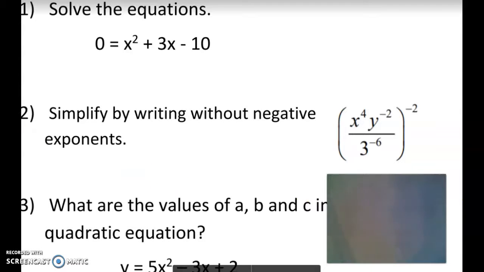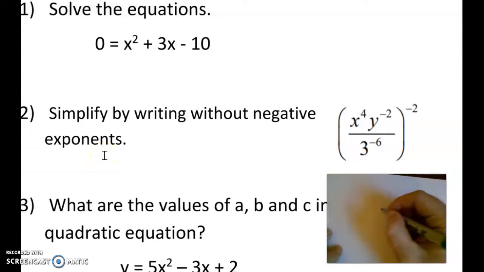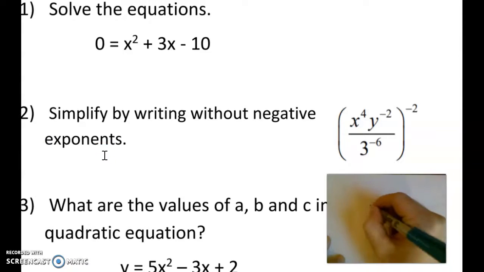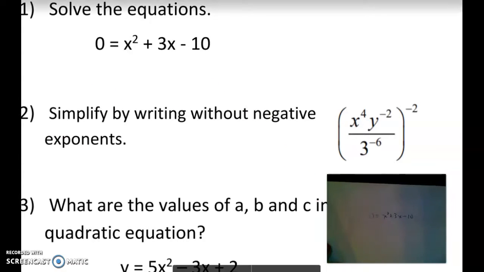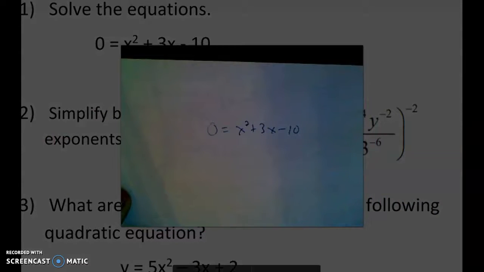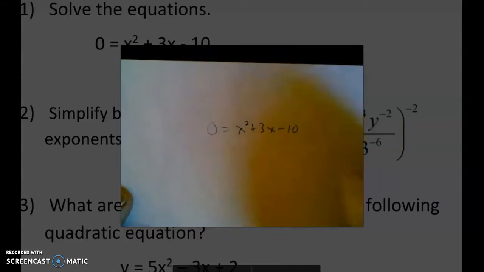Here's an answer to the warm-up problems. Number one says solve the equations, or equation in this case: 0 equals x squared plus 3x minus 10. When it says solve the equation, what it's really asking you to do here is solve for x, because that's your variable.